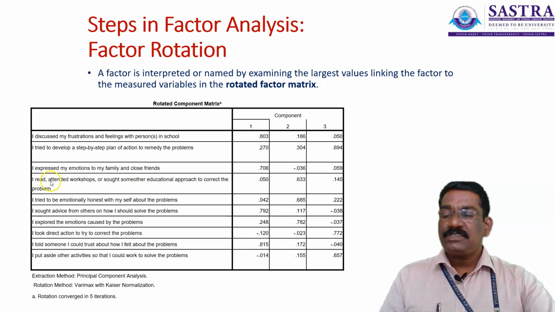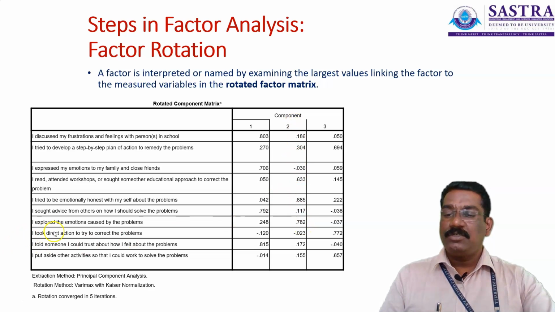And "I attended workshops or sought some other educational approach to correct the problem." It got loaded in factor 2. It is 0.633. "I tried to be emotionally honest with myself about the problems." You can see it got loaded in factor 2. And "I sought advice from others on how I should solve the problem." You can see it got loaded in factor 1. And "I explored the emotion caused by the problem." You can see that this particular variable got loaded in factor 2.